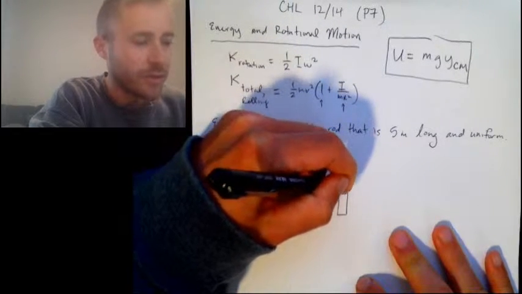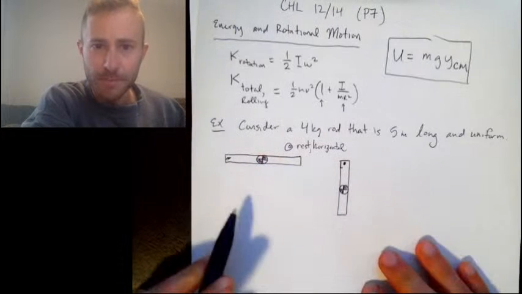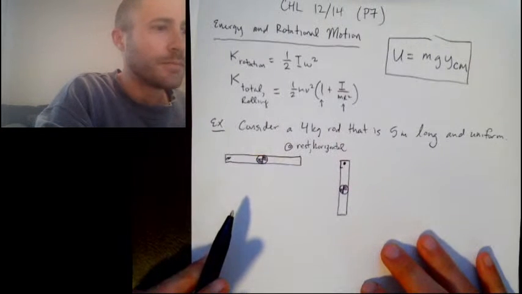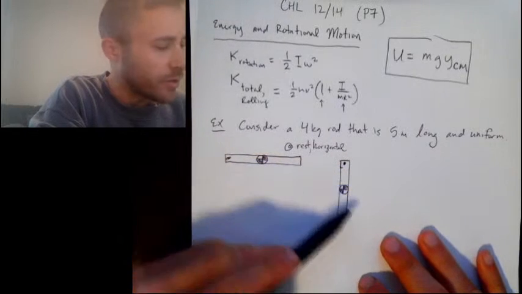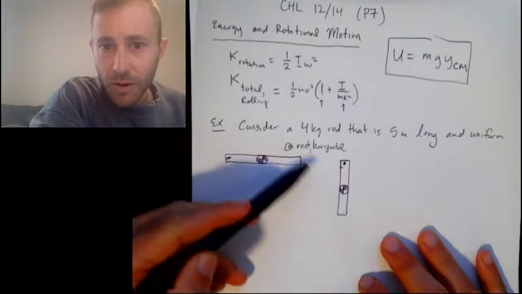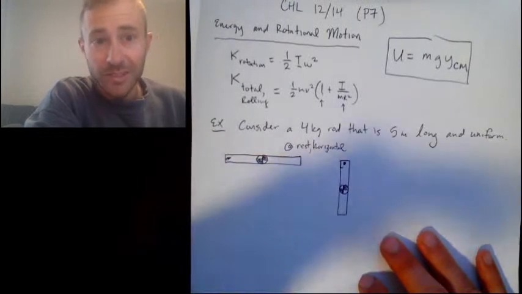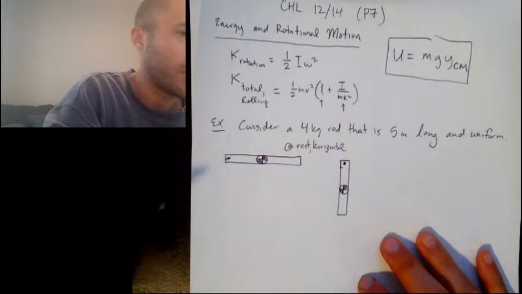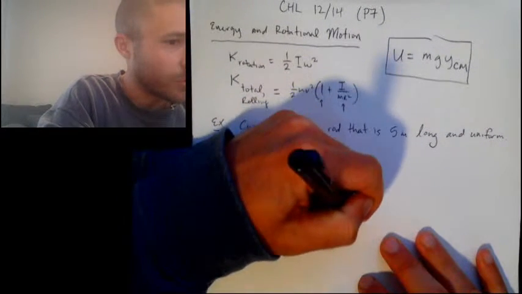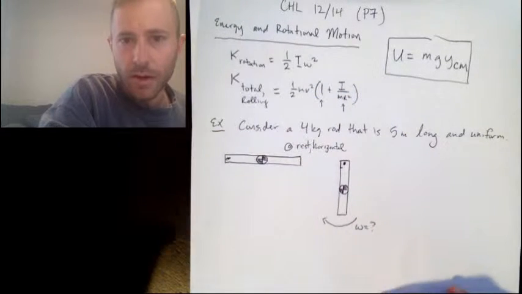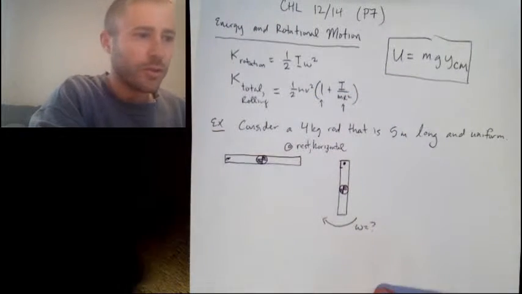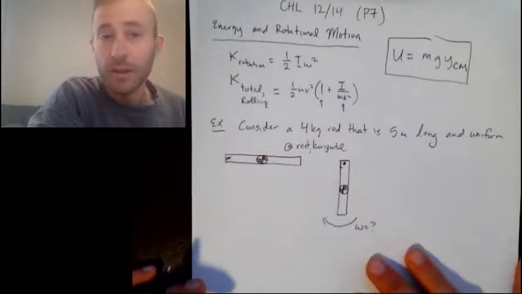So you can see that because the center of mass is lower, it has lost gravitational potential energy, so it has gained kinetic energy. Okay? And so the question is, what is omega when it gets to the lowest point? All right? So to solve this problem, we are going to use conservation of energy.